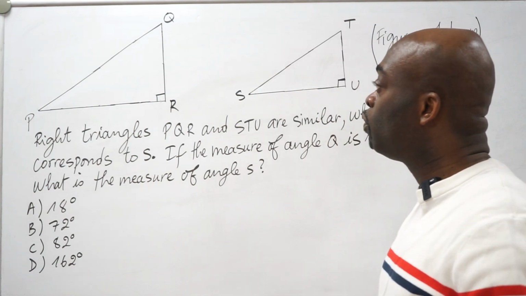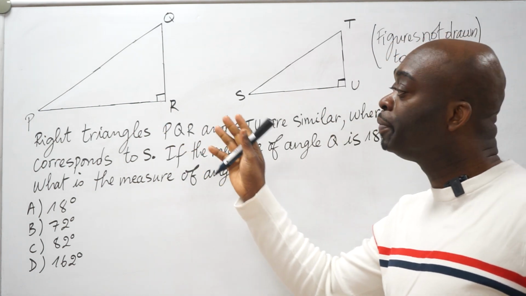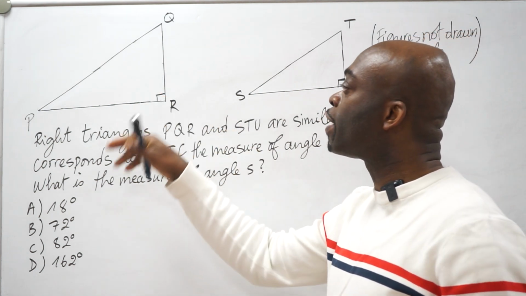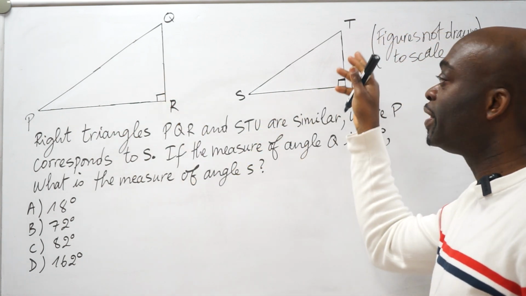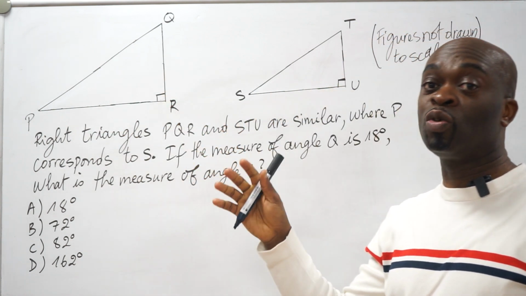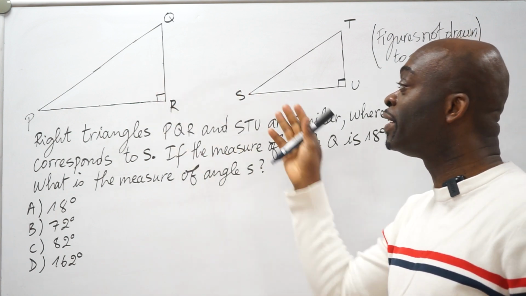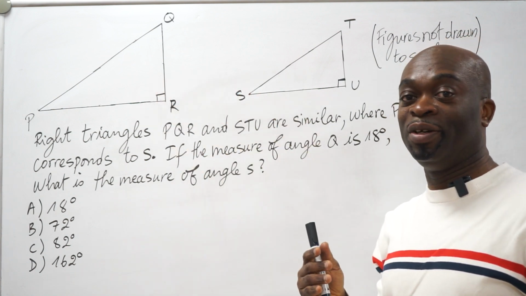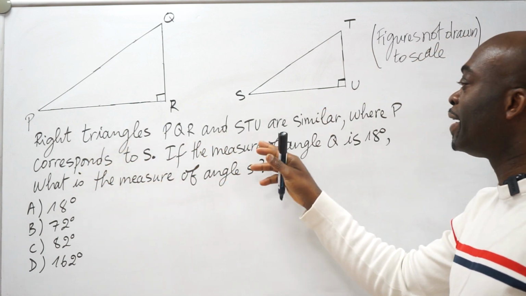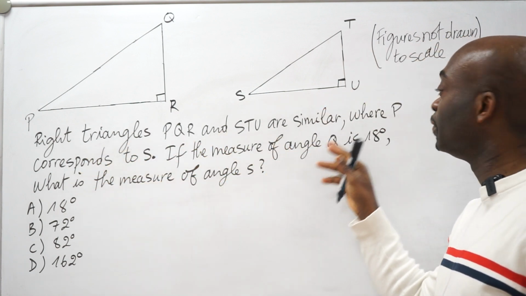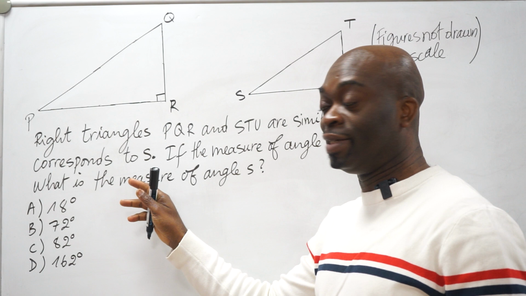Ladies and gentlemen, we're dealing with two right triangles here. The first triangle is PQR, the second triangle is STU. As we can see, they look similar, even though one is bigger than the other. But they look similar, correct? So what's happening here? Right triangles PQR and STU are similar, where P corresponds to S.